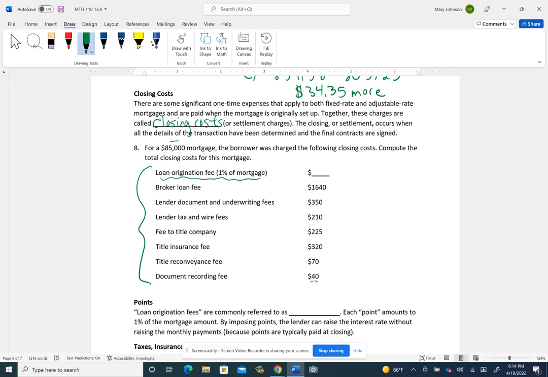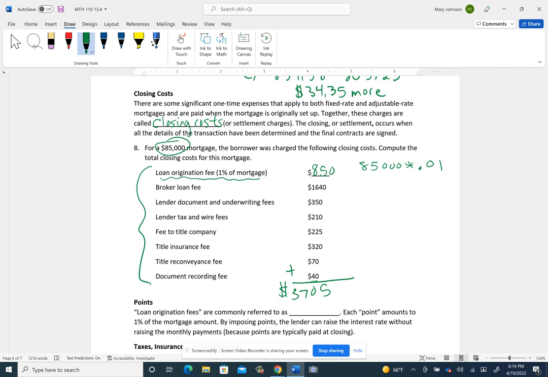So if we're doing a problem where the mortgage is $85,000, if you do 1% of that, that's going to wind up being $850, and that's on top of some of these other things. So what we would do for this problem is just add all these up, and we'd wind up with $3,705 in closing costs.